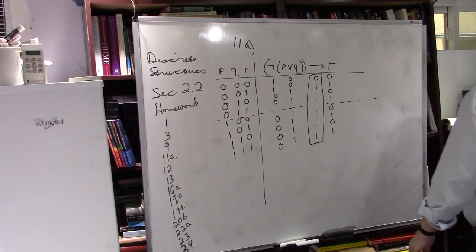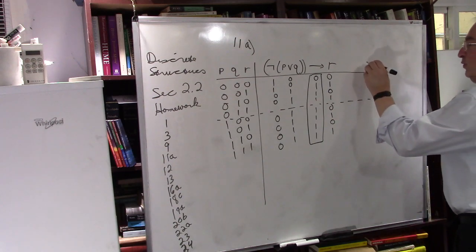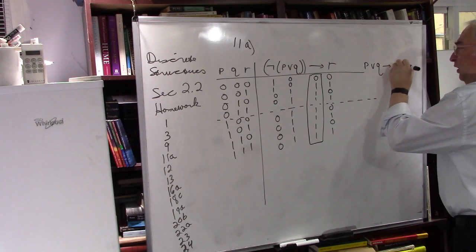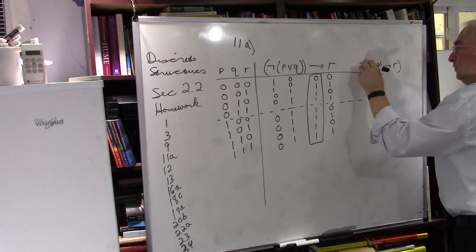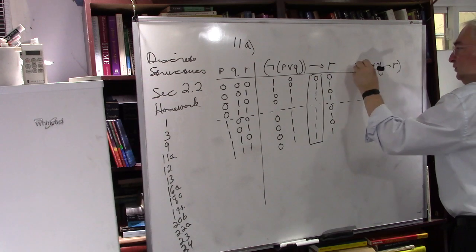I just want to show you what the rest of 11 is, and perhaps you should do it. They also want you to do this. P or Q arrow R. Okay? And then what you do is this.